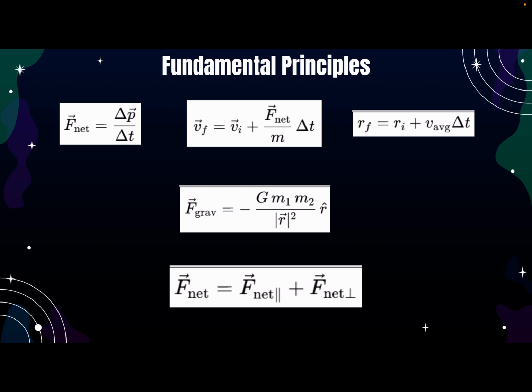This lab was based on Newton's law of universal gravitation, which says the force between two objects is proportional to the product of their masses and inversely proportional to the square of their distance, and Newton's second law, which relates the net force to the rate of change of momentum. These principles form the foundation for both of my programs. In addition to that, we have the velocity update formula, the position update formula, the gravitational formula, and then Fnet is equal to Fnet parallel plus Fnet perpendicular.